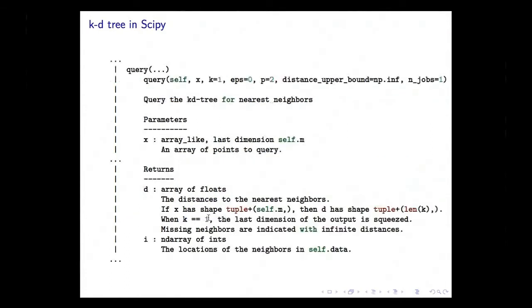There's many, but one particular method is query, which allows me to supply a point or multiple points, x, and then find the nearest neighbor of this point x. Once I call this method of this class, it will return an array of floats, which will be the distance to the nearest neighbor, and then an array of integers. So for each point, it gives me the distance to the closest point and which point is the closest.